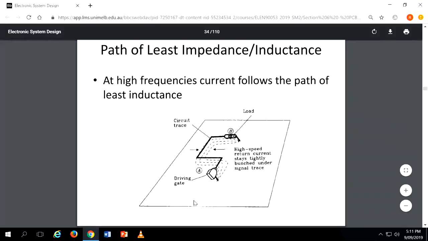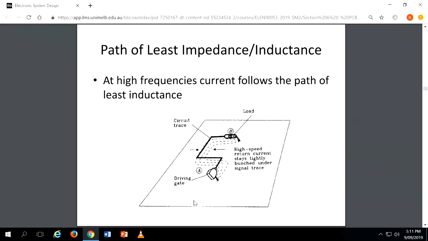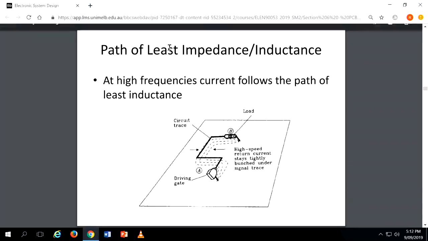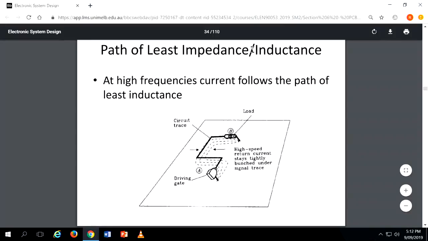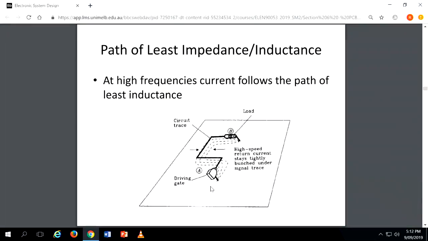But when it comes to AC, high frequency signals, it will not follow the path of least resistance, but the path of least impedance. At high frequencies, current flow follows the path of least inductance. Your current is flowing through this copper track, and the return is just below that one. You know what I meant? The current goes in one direction, and even if you have some curves, the return current will follow just under the track, because at high frequencies the return current on the ground plane follows the path of least impedance.